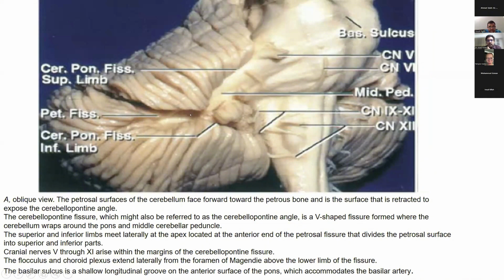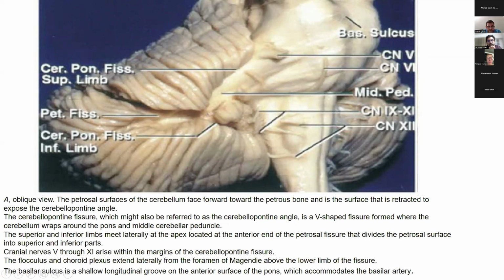The important thing that we are going to talk about is the petrosal fissure. The petrosal fissure is a V-shaped fissure, and it has an anterior limb, which is the superior limb, and the inferior limb. This inferior limb and this superior limb meet here, which is known as the apex, and they form the petrosal fissure combined.